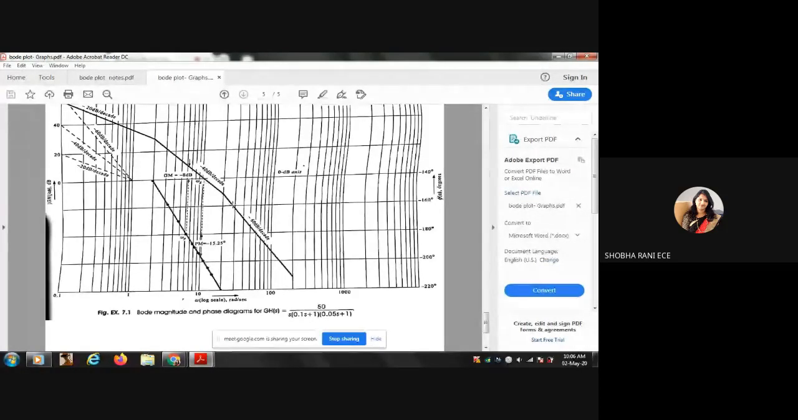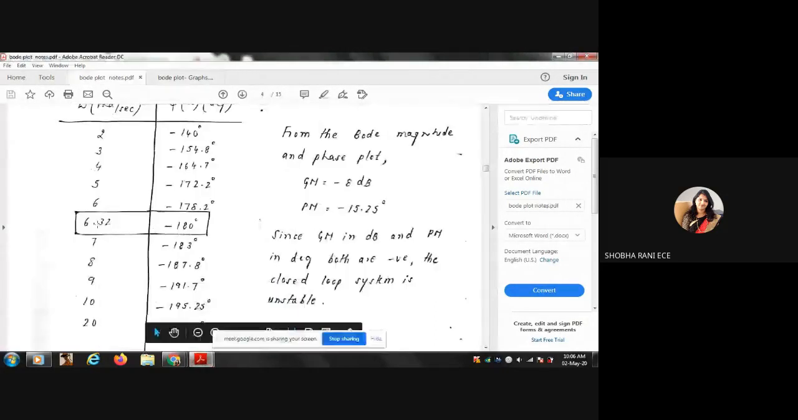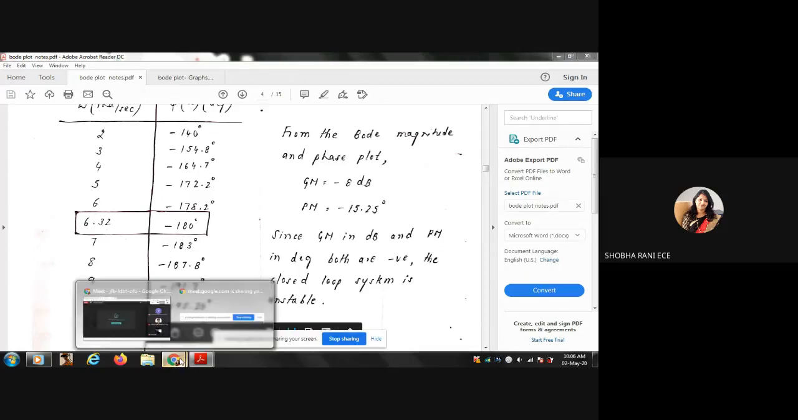So this omega p you would have already calculated. This is already there in your table. See, this is your omega p. The 6.32 that we have got is nothing but your omega p. So the minus 180 degree line will intersect your phase plot at 6.32. This is nothing but your omega p. For omega g, you have to find it out from the table only.